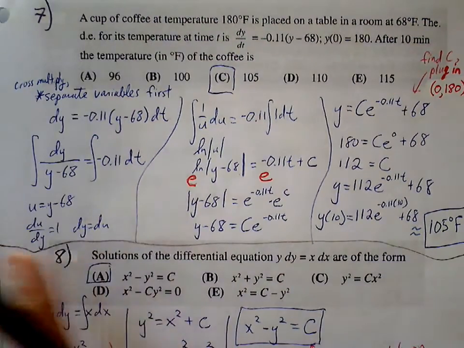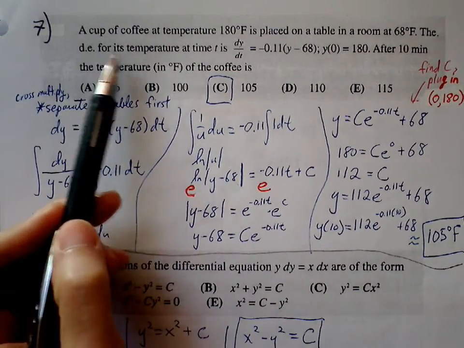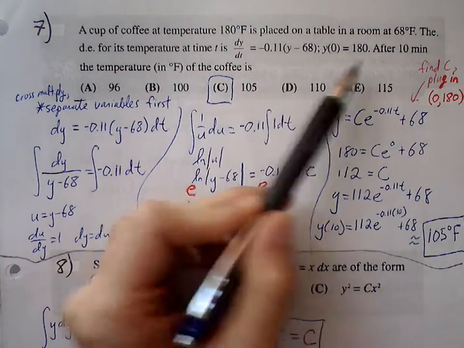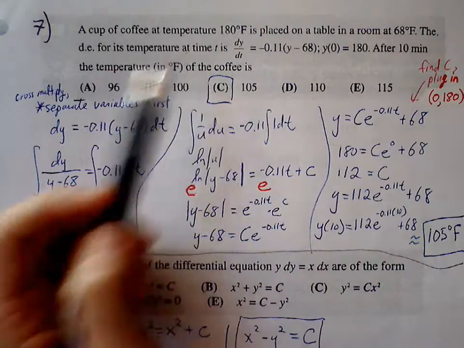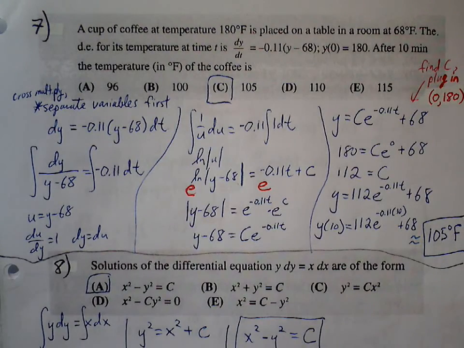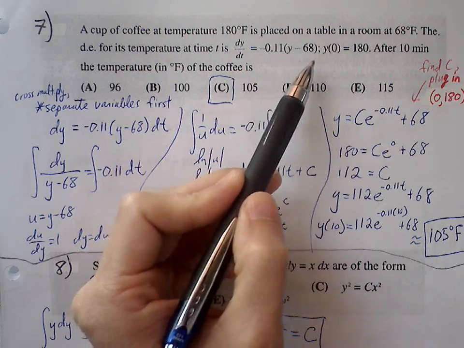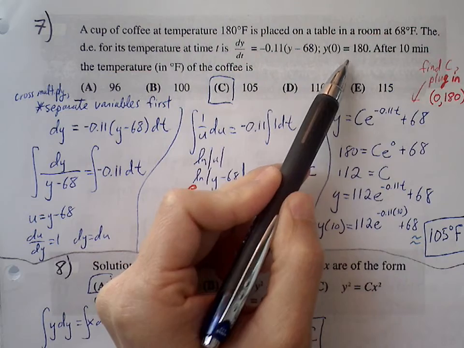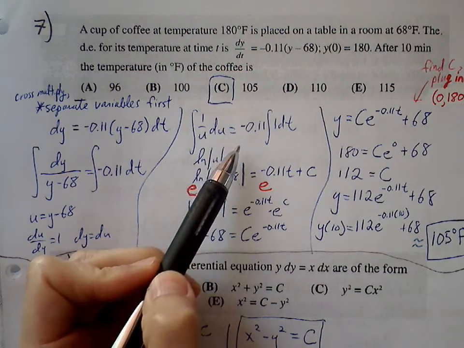Okay, let's continue with number 7. This is a differential equation, multiple choice. A cup of coffee at temperature 108 degrees Fahrenheit is placed on the table in a room at 68 degrees Fahrenheit. The differential equation for the temperature at time t is dy/dt equals negative 0.11 (y minus 68). The ordered pair (0, 180) is the initial temperature. After 10 minutes, find the temperature of the coffee.